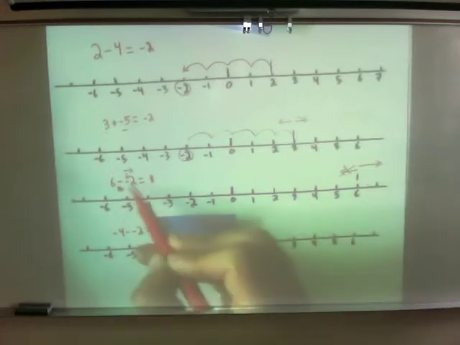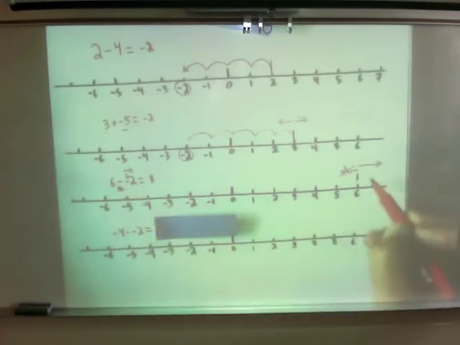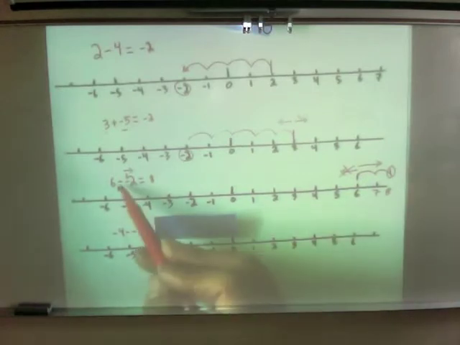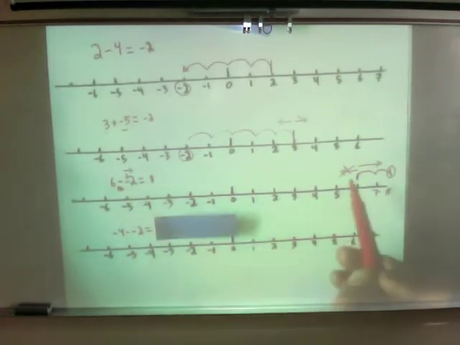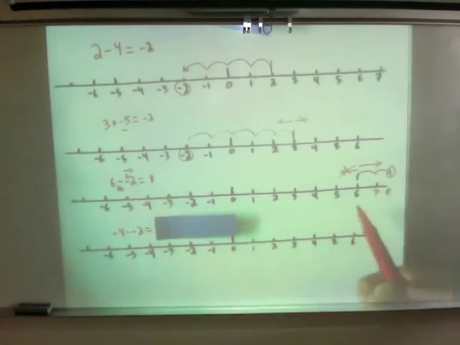So we have to actually go 2 to the right. So we go 1, 2 out here to where 8 should be. This would be 7, this would be 8. Instead of going left, if it was just 6 minus 2, we go 2 spots left and be at 4. But since this negative is here, it screws us up, and we have to go 2 places to the right. So we get 8.